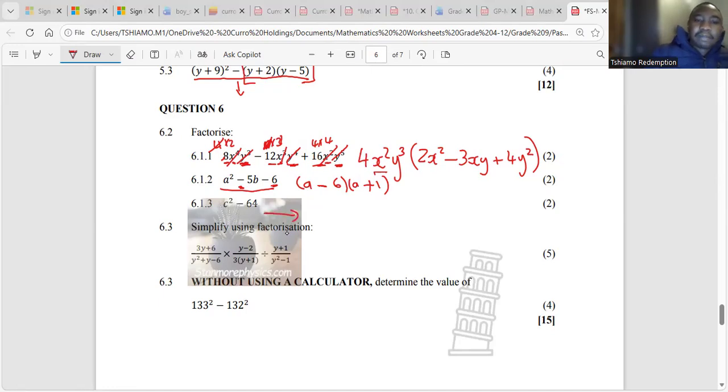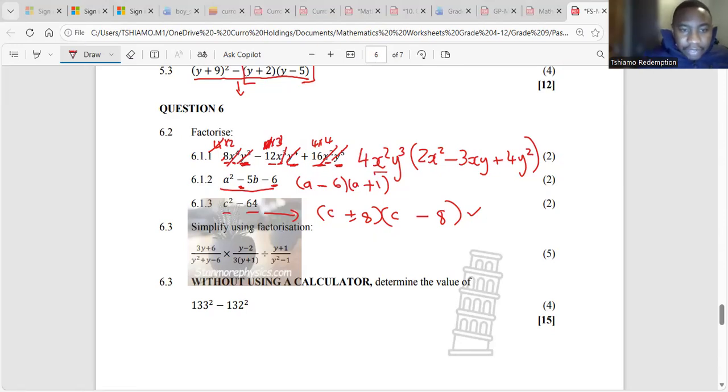Okay, this one, it's a difference of 2 squares. First bracket is a plus, minus. Square root of c squared is c. Then what is the square root of 64? Should be 8. Yes, 8. And there you have your marks.